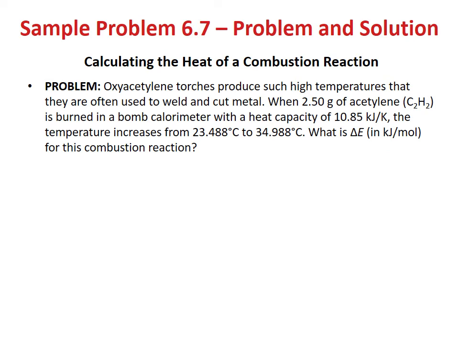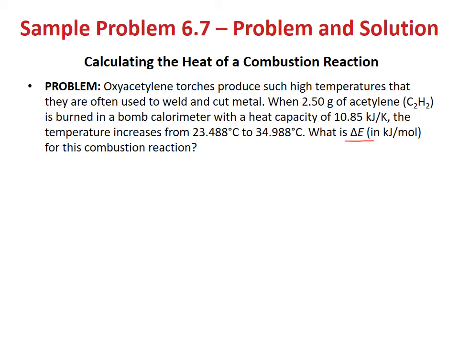Sample problem 6.7. Oxyacetylene torches produce such high temperatures that they are often used to weld and cut metals. When 2.5 grams of acetylene is burned in a bomb calorimeter with a heat capacity of 10.85 kJ per Kelvin, the temperature increased from 23.488 to 34.988 Celsius. What is the internal energy change for the combustion reaction?